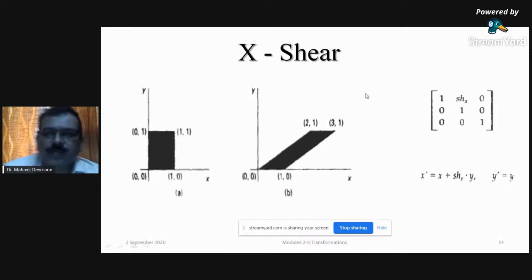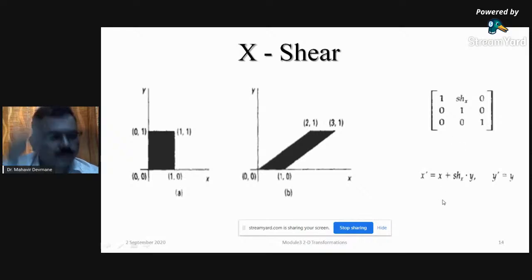Okay, so shear in x direction, its matrix format is given as 1 SHX. SH indicates shear, x indicates x direction, y indicates y direction. Okay, so as we have applied only the x shear here, it will be 1 SHX 0, 0 1 0, 0 0 1.